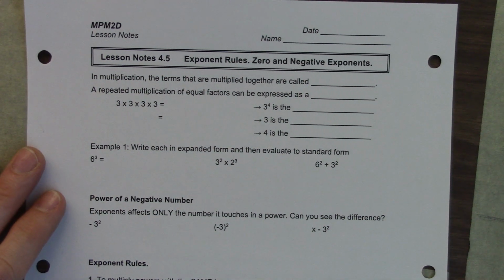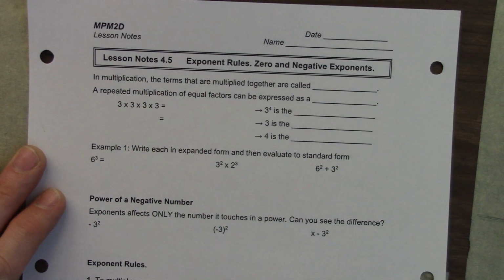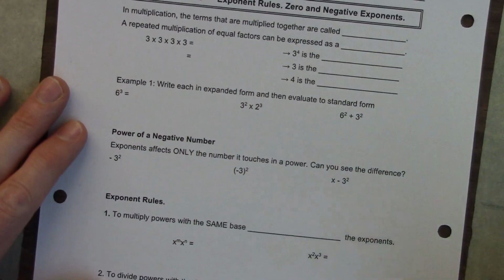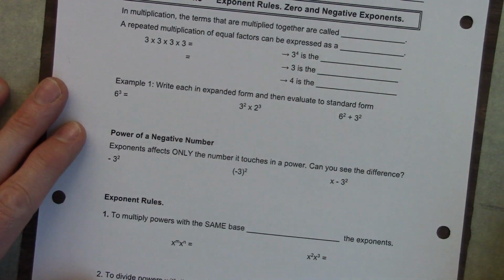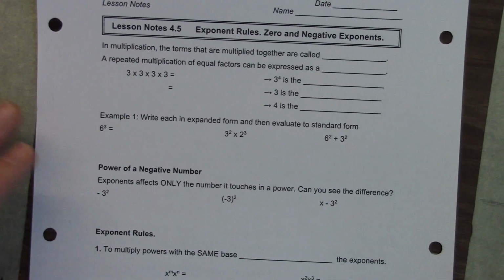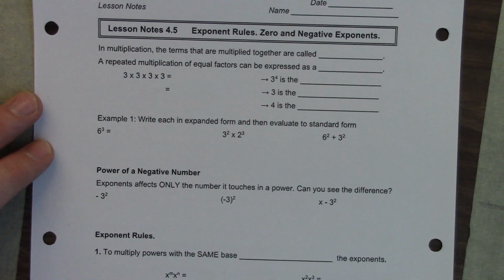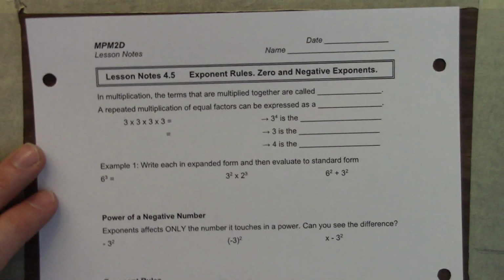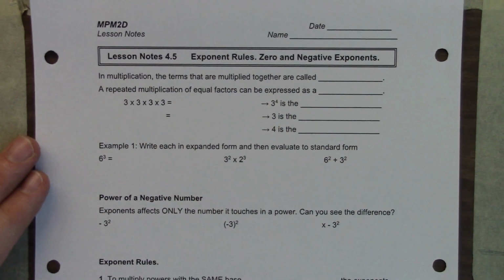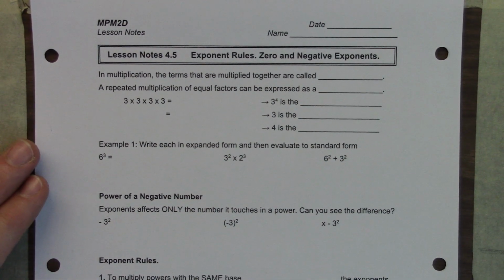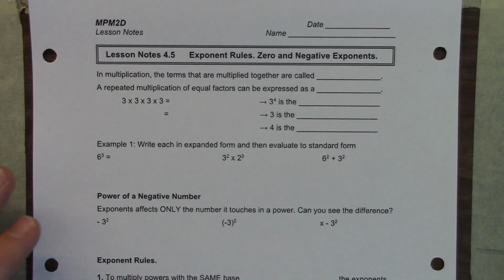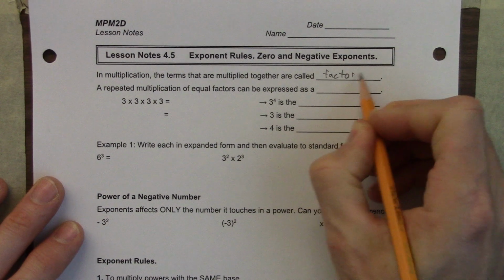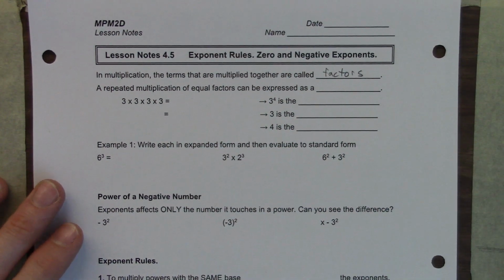So in multiplication, the terms that are multiplied together are called what? Does anybody know what they're called? Terms when they're multiplied together. Close. The product is the result of two terms multiplied together. When they're actually just multiplied, yeah? Factors? Yeah, they're called factors. Good. Factors, that's what we're going to be learning about today.